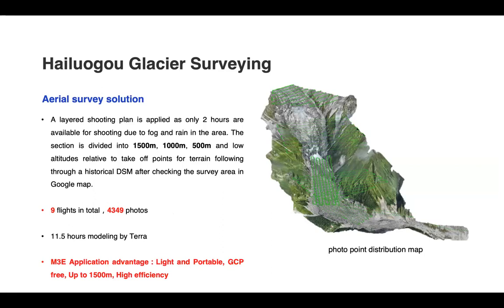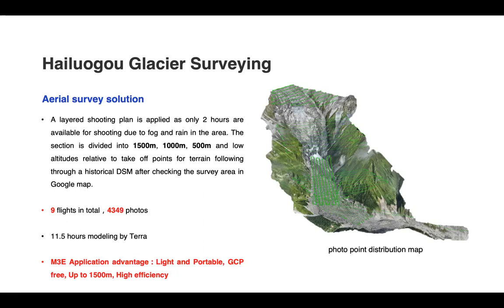And just looking at that photo point distribution map on the right side here, you can see what a challenge this glacier presents. So the strategy that was used here was a layered shooting plan, and there was only 2 hours that were available due to the fog and rain in the area. So you can see a 1,500-meter section, a 1,000-meter, and a 500-meter section relative to takeoff points, and then was able to use terrain following through a historical digital surface model after checking the survey area in Google Maps.